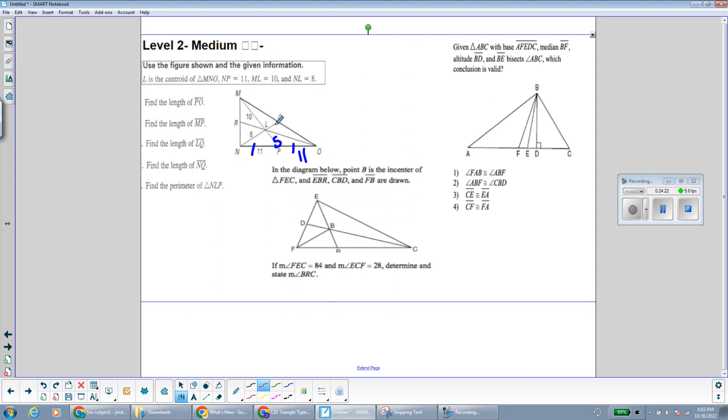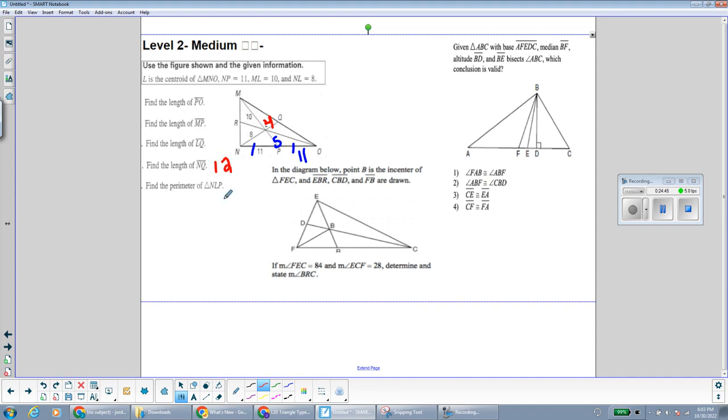LQ is the shorter part of median NO. If the longer part of the median is 8, that's the 2 part of the ratio. So the shorter part of the median should be the 1 part of the ratio, or half of that, 4. Finally, NQ. NQ is this whole median over here. That would be 8 plus 4, which is 12.